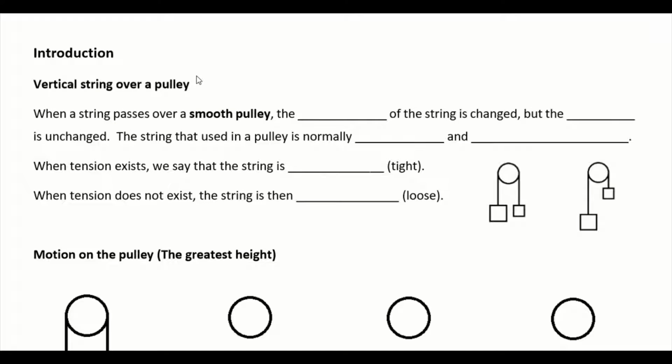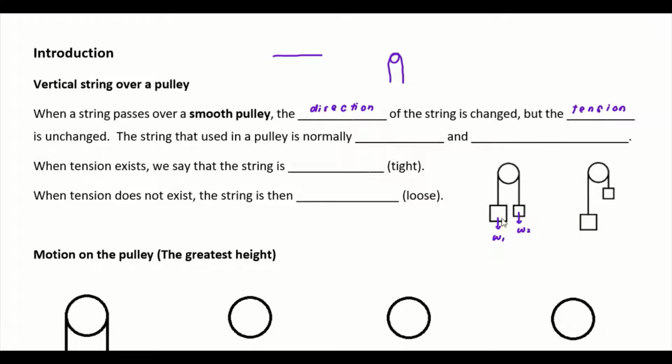Let's do a quick recap on the knowledge we learned previously about the pulley system. If this is the string, when we put a string onto this pulley system, you can see that the pulley actually helps us to change the direction of the string, right? Because we are using a smooth pulley, there's no friction involved, so the tension over the string will always be the same. So let's look at this. Say this is weight 1 and this is weight 2.